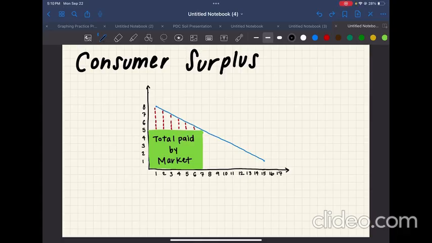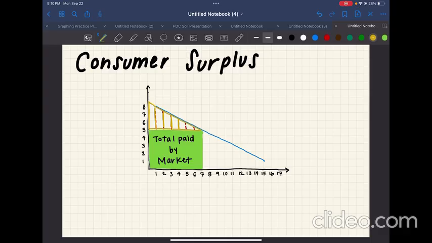The total consumer surplus is the total extra benefit that the market receives above what they paid for that product. Okay, so just like we use geometry to calculate the total that the market paid by calculating the area of our green rectangle, we can use geometry to calculate our consumer surplus by calculating the area of this triangle. So the area of this triangle will represent this consumer surplus plus this consumer surplus plus this consumer surplus, and so on, plus this height that's on the axis.